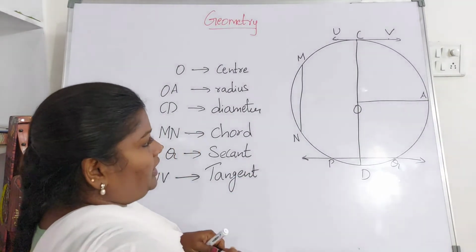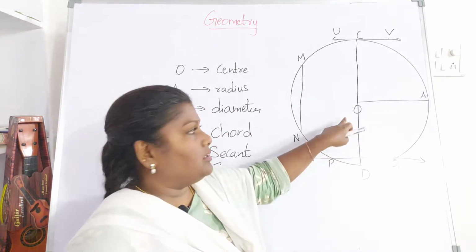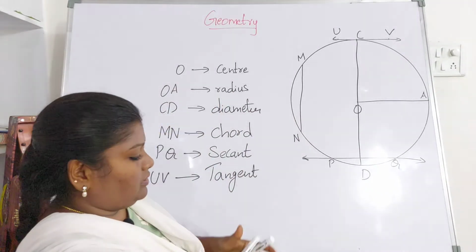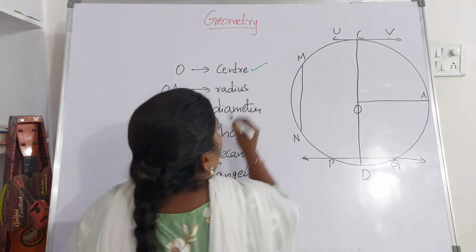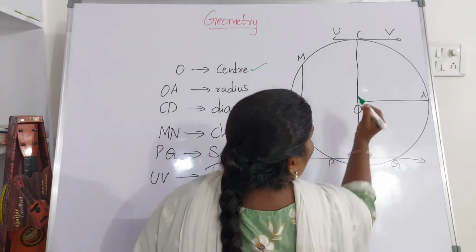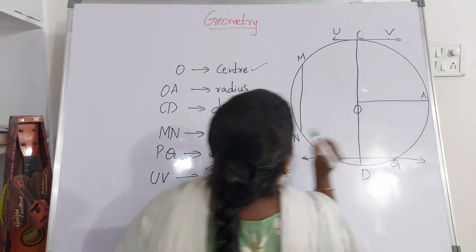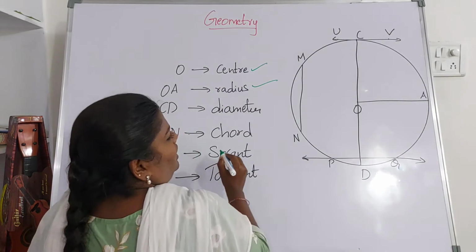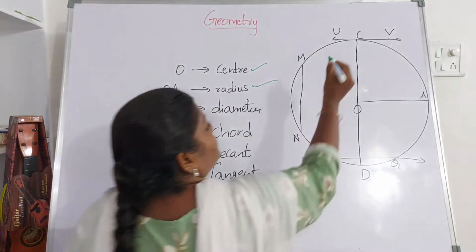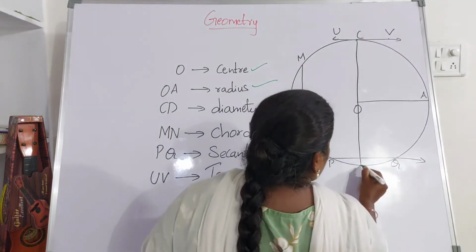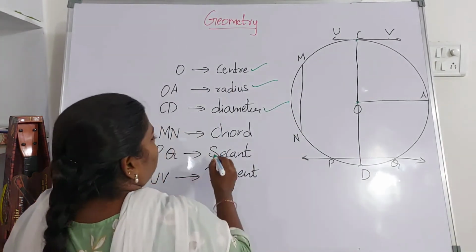I repeat once again, a point which is equidistant from the circle is called center point. Now a line segment which is touching the center point and touching the circle at a single point is called radius. A line segment which is touching the circle at two different points and touching the center point is called diameter.